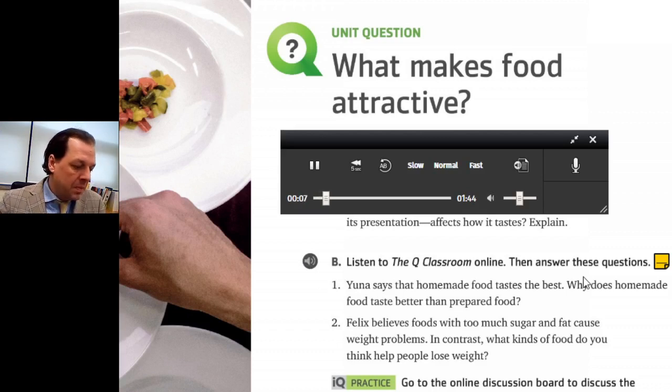In Unit 2, we're going to talk about food. So today we'll start with the Unit 2 question, which is, what makes food attractive?